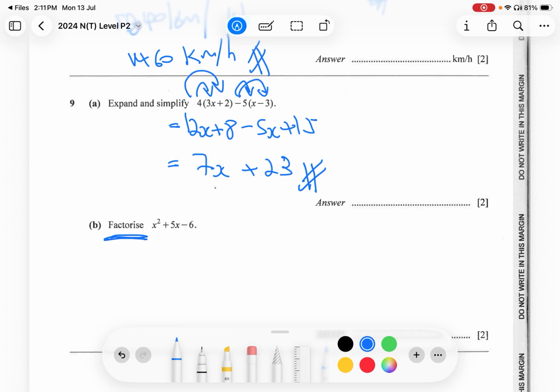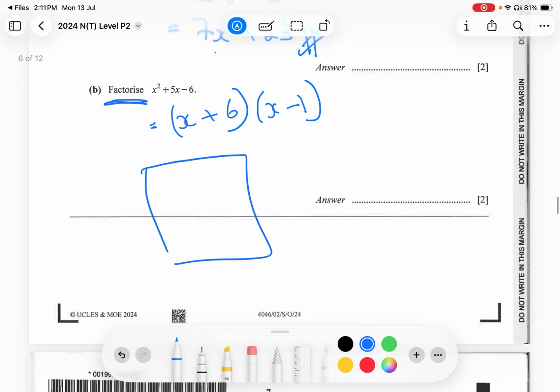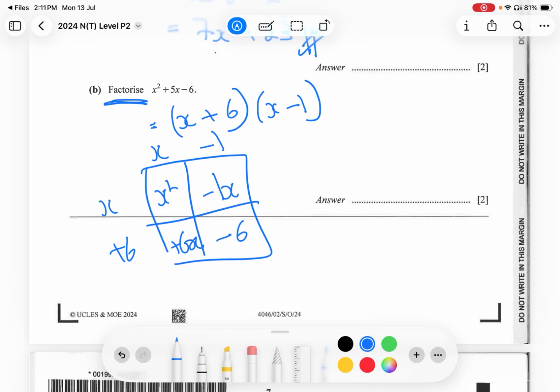Just to play cheat. You should get x plus 6 and x minus 1. You can use the calculator to play cheat, but the working you must show also: x squared minus 1x plus 6x minus 6. Show out this one and this one, and we give you the 2 marks in total.